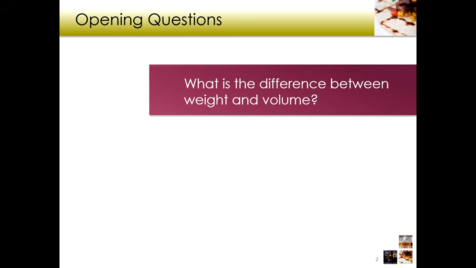So what's the difference between weight and volume? Well, I like the old joke, right? What weighs more, a pound of feathers or a pound of bricks? They weigh exactly the same. They're both 1 pound. The difference comes in the volume, right? One brick is going to weigh 1 pound, but you're going to need a lot more than one feather to make up that 1 pound. So the volume, or the area that it encompasses, is going to be much larger, right?